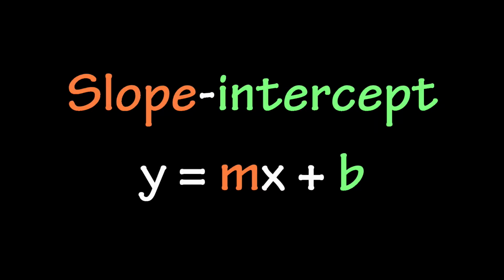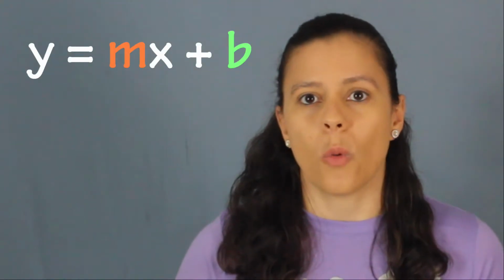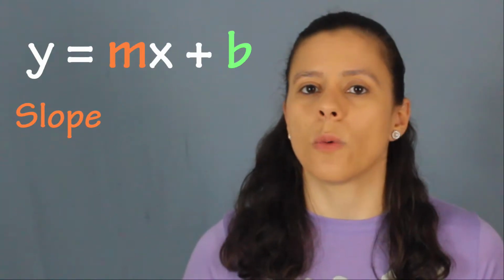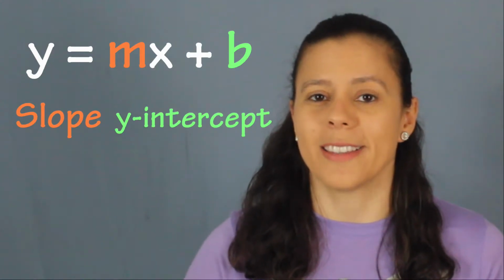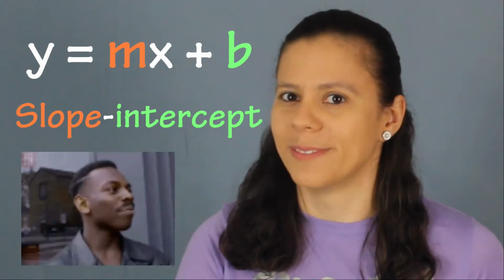Number 1, the slope-intercept form. For this method, the linear equation will be written as y equals mx plus b, where m is the slope and b is the y-intercept. Hence why we call it the slope-intercept form. Get it? All right, let's go to the board and graph one.